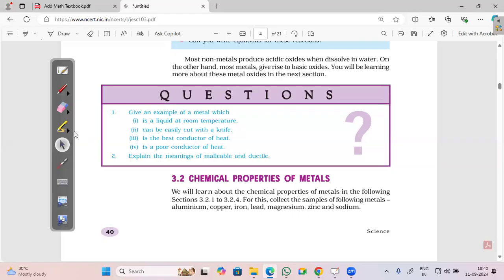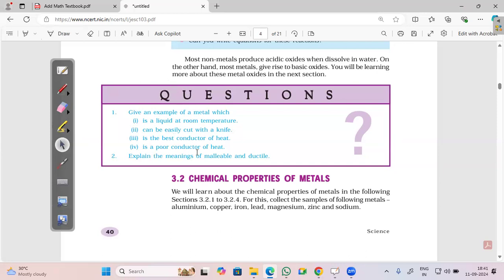Mercury and lead. We just read that also. So mercury is a liquid at room temperature and a poor conductor of heat. It's a poor conductor, not a good conductor. Both mercury and lead are poor conductors of heat. Sir, I was telling that liquid at room temperature and poor conductor of heat are the same, mercury.